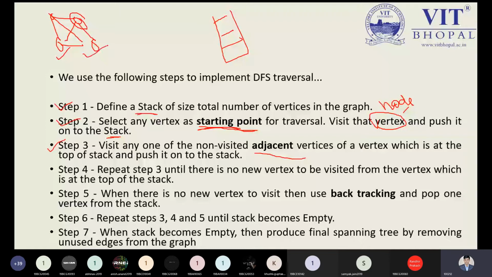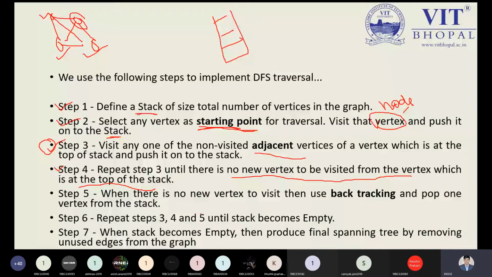So we need to pick any one of the adjacent vertices of the given list of vertices, which is at the top of the stack, and push it into the stack data structure and repeat step number 3. Repeat step number 3 until there is no vertex to be visited from the vertex which is at the top of the stack. So all the nodes must be visited once. This is a point we need to keep in mind.